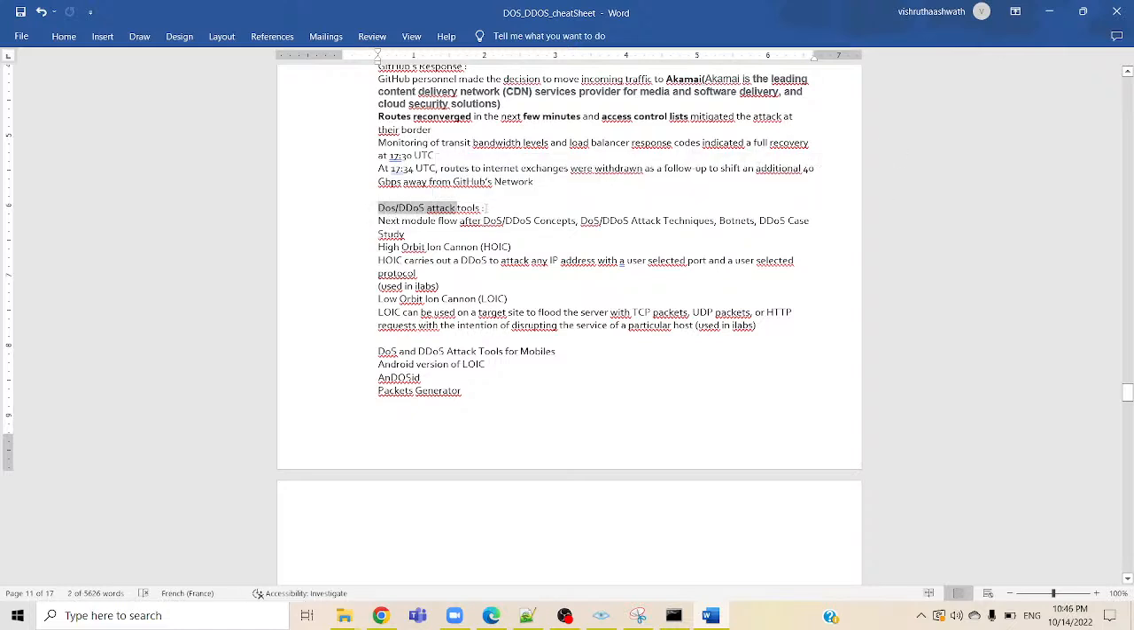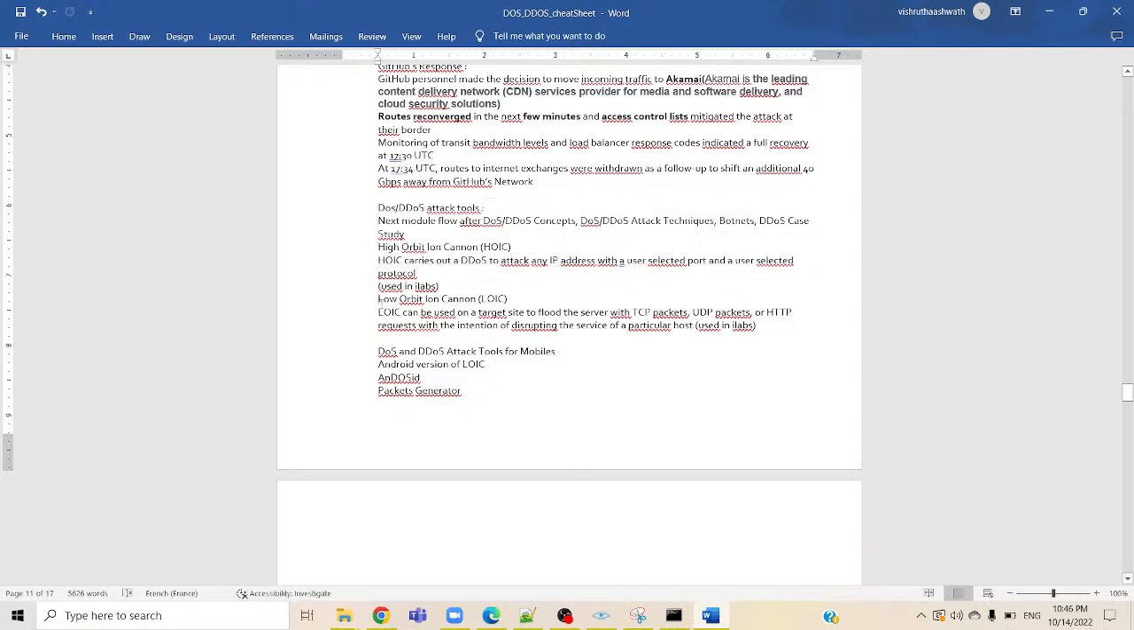DoS and DDoS attack tools. This is the next module after DoS/DDoS concepts, DoS/DDoS attack techniques, botnets, and DoS/DDoS case study. Some of the attack tools are High Orbit Ion Cannon (HOIC). HOIC carries out a DDoS attack to any IP address with a user-selected port and a user-selected protocol. This is used in hacking labs.